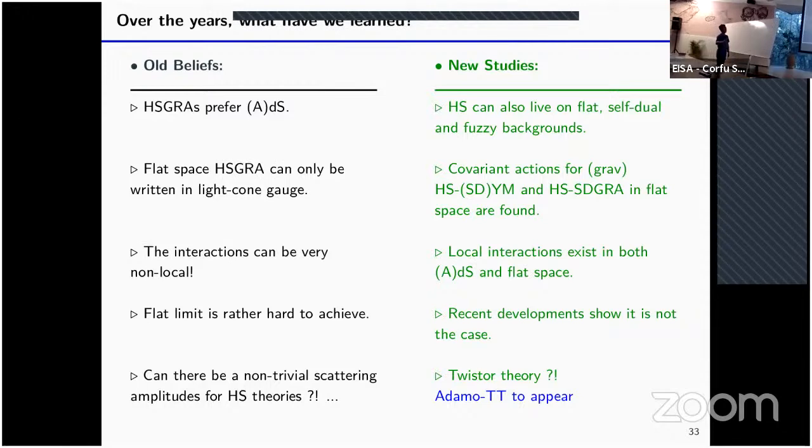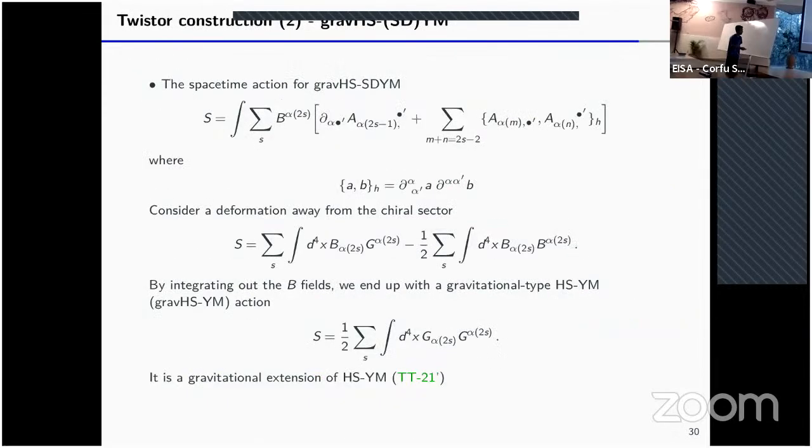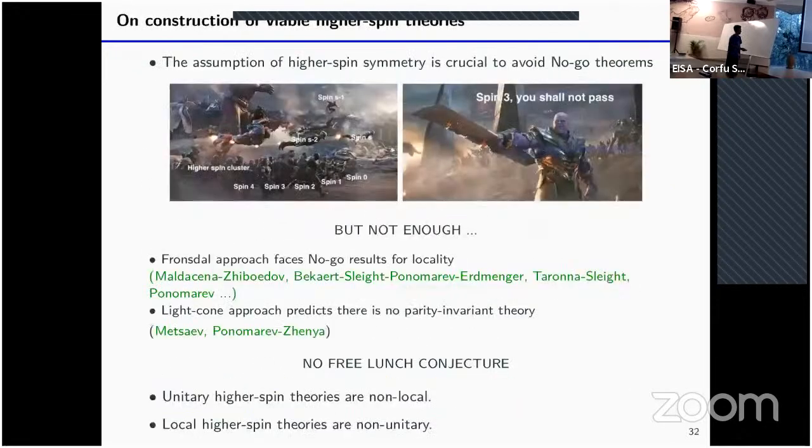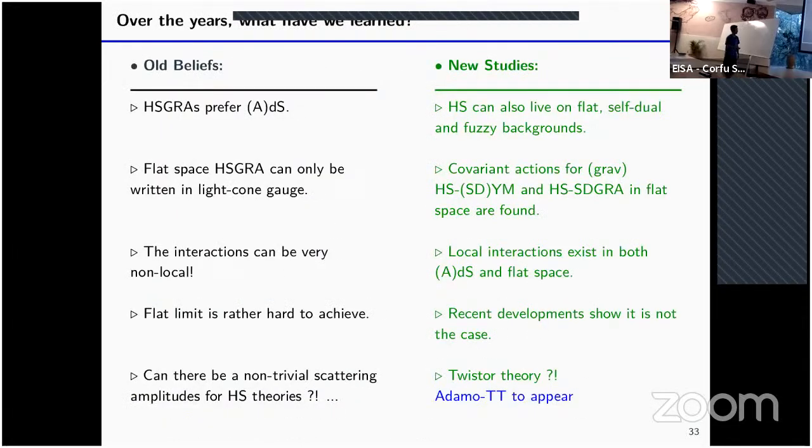So more surprisingly, as I mentioned before, by deforming away from the chiral sectors, we obtain something called quasi-chiral higher spin theories. Quasi-chiral higher spin theories are an explicit example of higher spin theories that have non-trivial scattering amplitudes. And this was a surprise to us. And in a few weeks, you will see this work on arXiv.